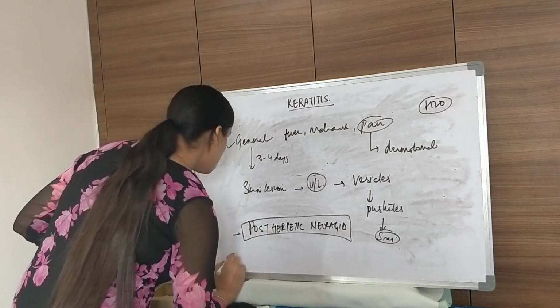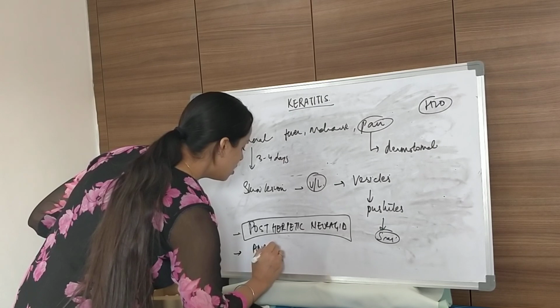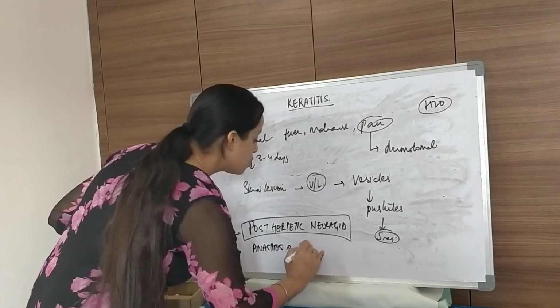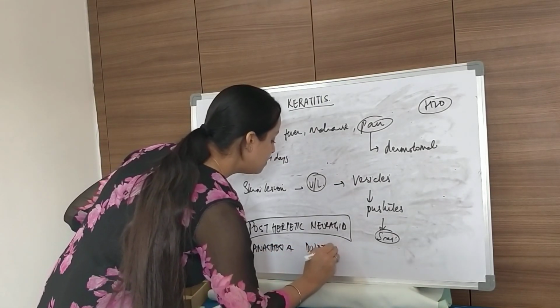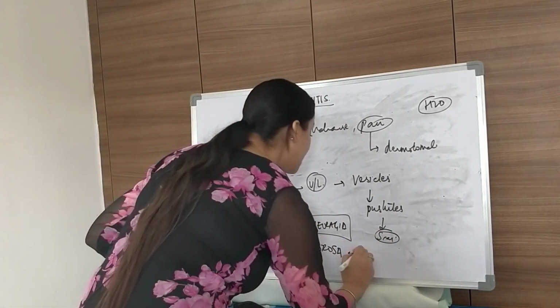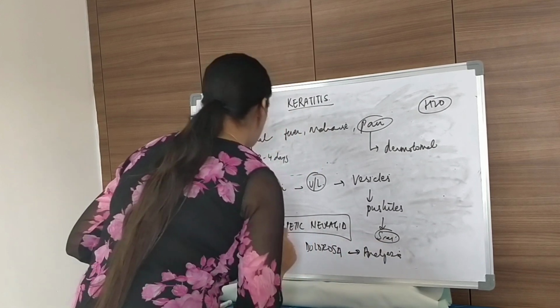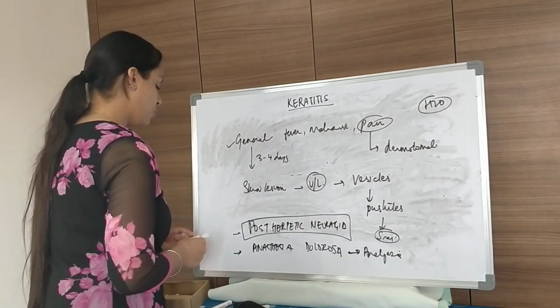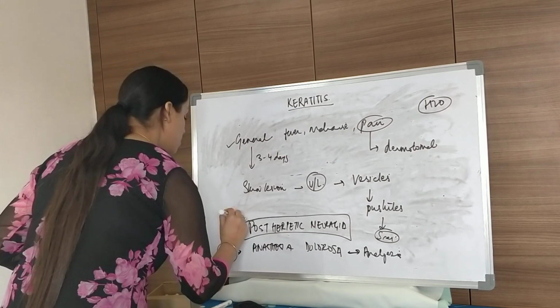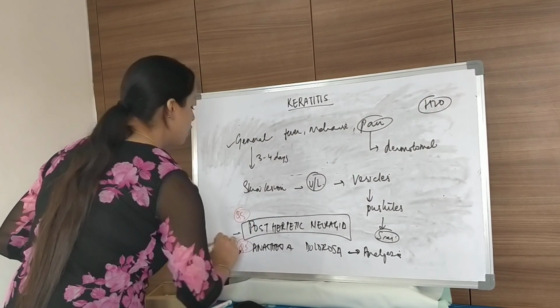Another thing caused by this virus is anesthesia dolorosa. So what is this anesthesia dolorosa? When post-herpetic neuralgia is accompanied by analgesia of the involved part of the skin, this is called anesthesia dolorosa. Both of these are questions: post-herpetic neuralgia and anesthesia dolorosa.